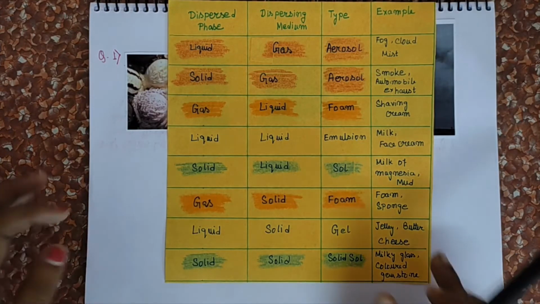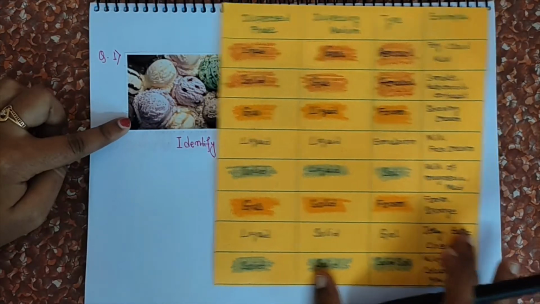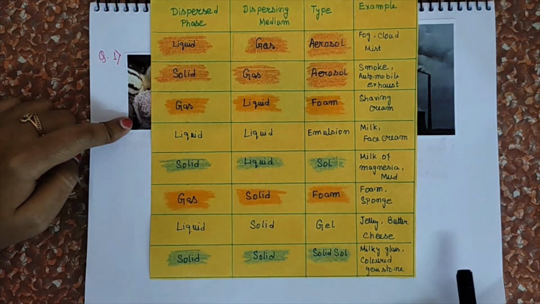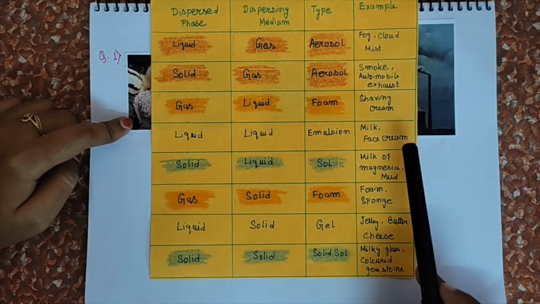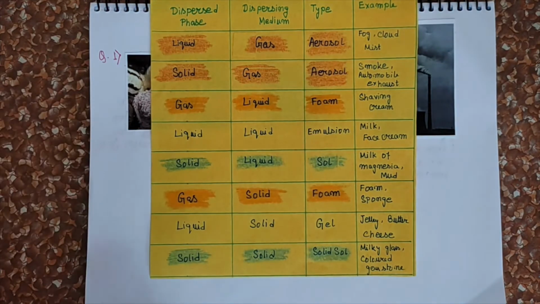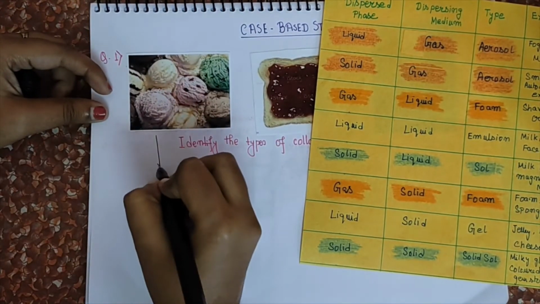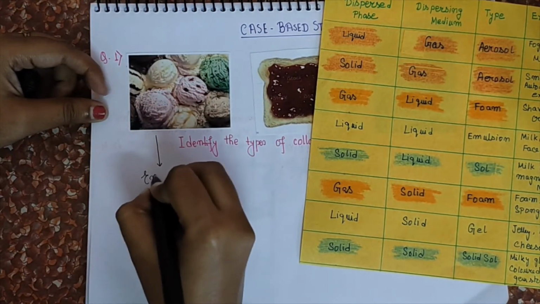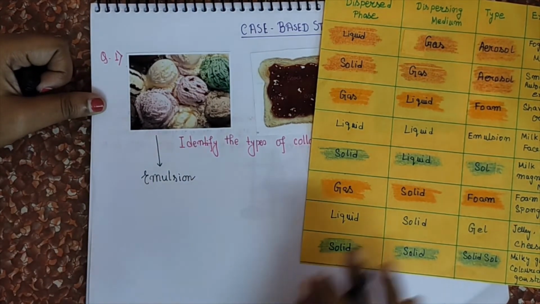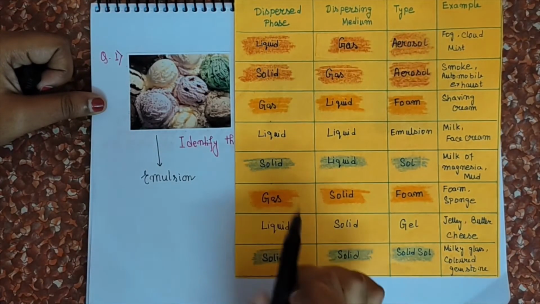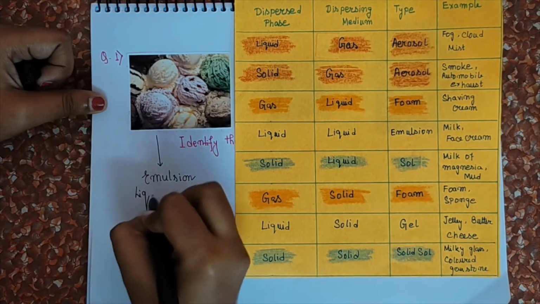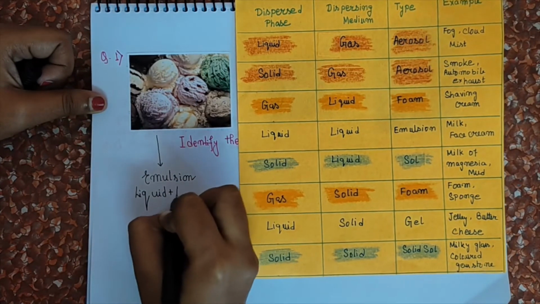Okay, so here what is given? Ice cream is given. Just try to find out where ice cream is written. Yes, this is emulsion. Liquid, emulsion. So ice cream, this is the emulsion. And in emulsion, as you know, the dispersed phase is liquid and the dispersing medium is also liquid. So this is a liquid type colloid.